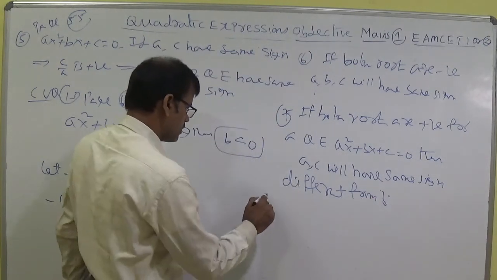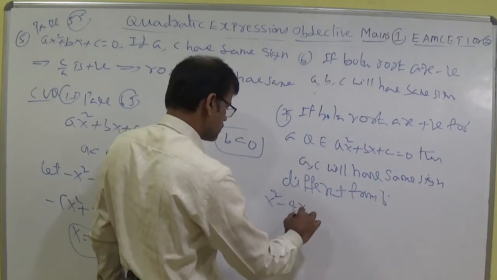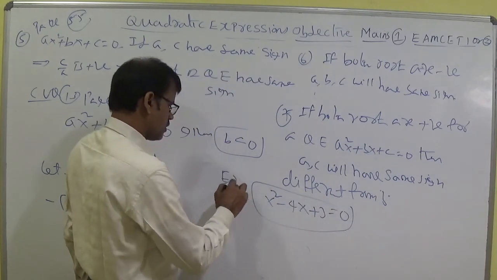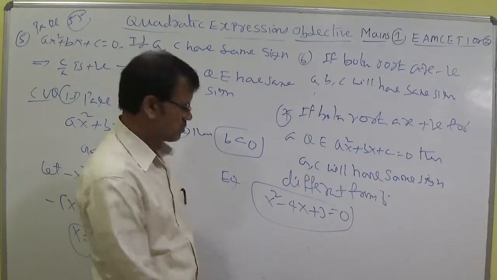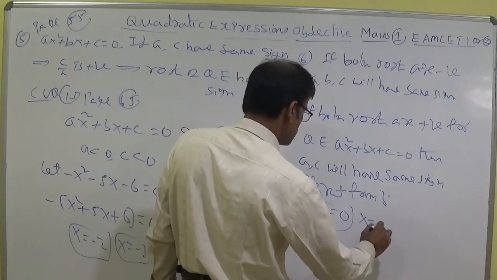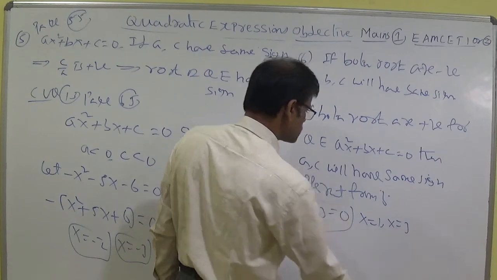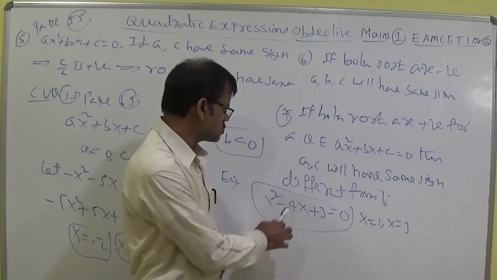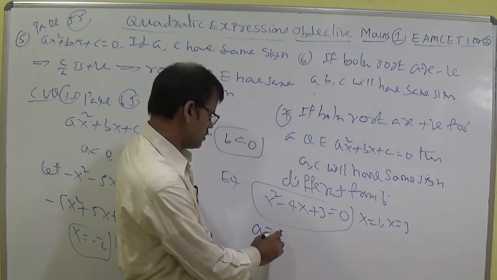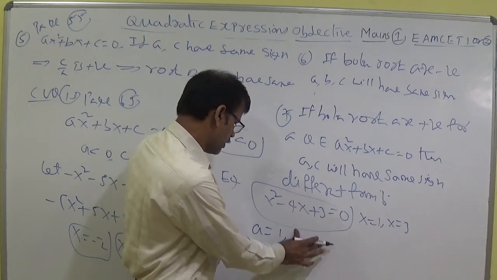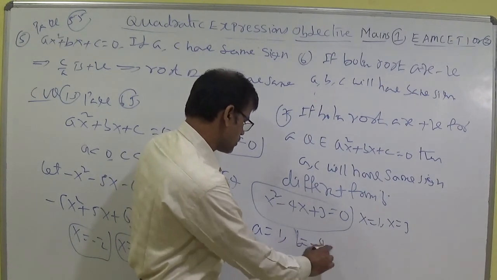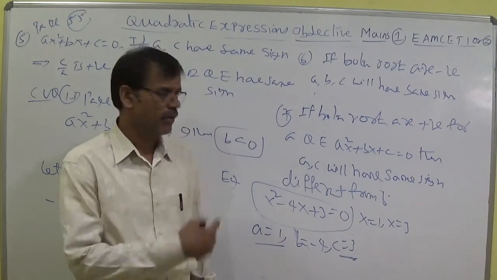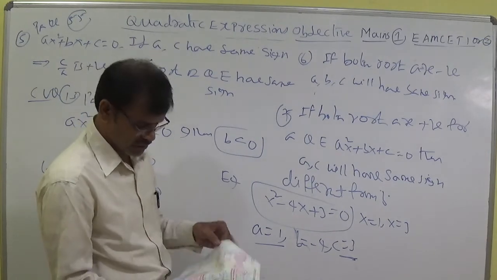Let us discuss an example with you: x square minus 4x plus 3 equal to 0. This is simply an example I am taking. Both roots are positive: x square minus 4x plus 3, you know that x is equal to 1 and x is equal to 3, both roots are positive. Now we want to discuss a, c having the same sign. a is equal to 1, b is equal to minus 4 and c is equal to 3. a and c have the same sign, different from b, that's all.